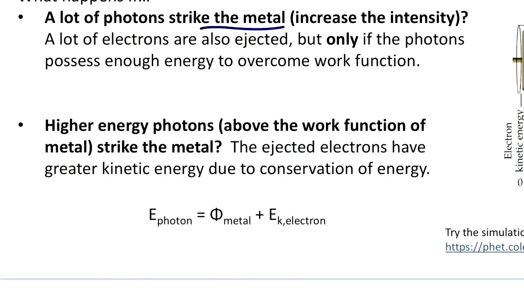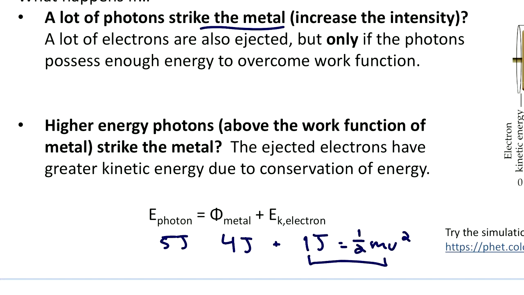So let's think about this. Let's pretend the work function of the metal was 4 joules, and the incoming photon, I'm just making up numbers, had 5 joules of energy. If we have conservation of energy at play here, what's the kinetic energy of the ejected electron? 1 joule, yes. And could you, in theory, calculate the velocity of that electron if you set this equal to 1/2 mv squared? Yes, you could.